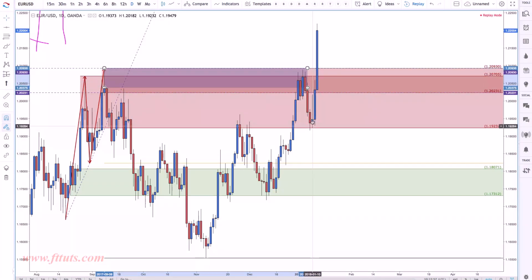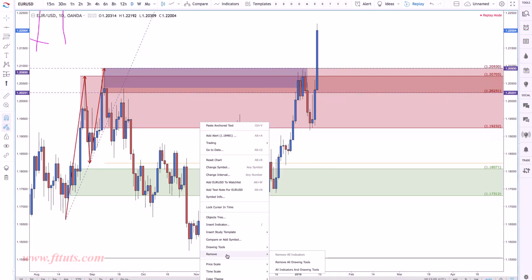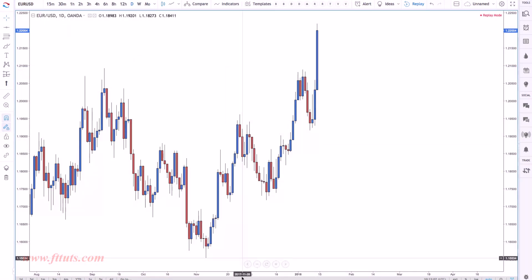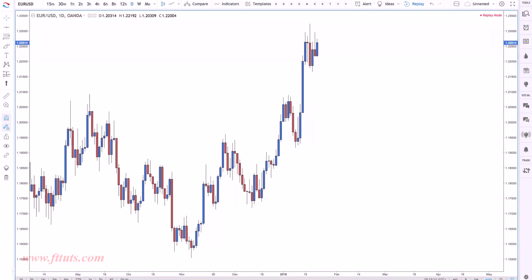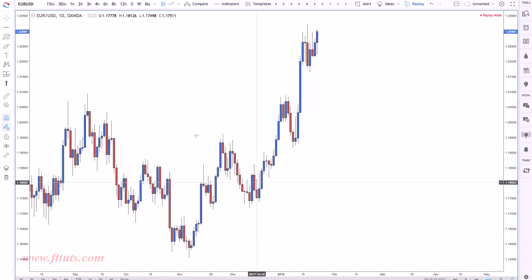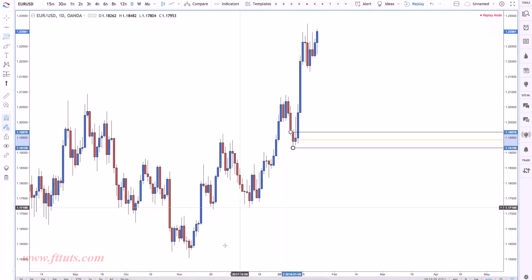And we did get a move down and a move up. So let's continue going forward. Let's see what else we had. So again, I'm looking to short this currency pair. Let's walk through supply and demand zones.